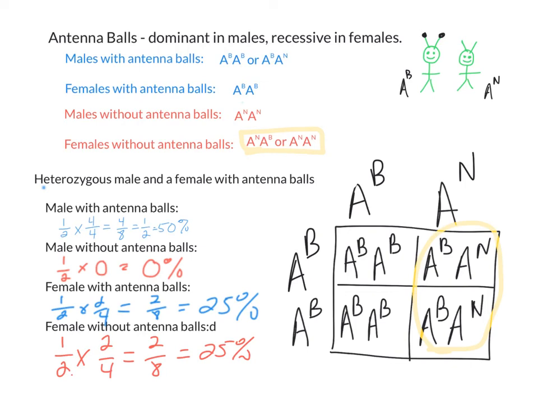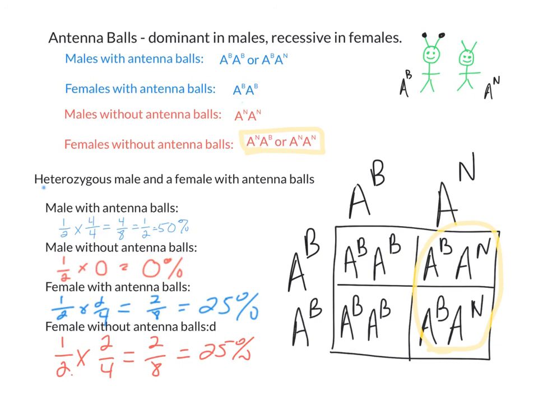So if we had a heterozygous male and a female with antenna balls, we would get 50% of the offspring were males with antenna balls, 25% of the offspring were females with antenna balls, and 25% of the offspring would be female without antenna balls. Or, in other words, all of the males and half of the females would have antenna balls, and half of the females would not.